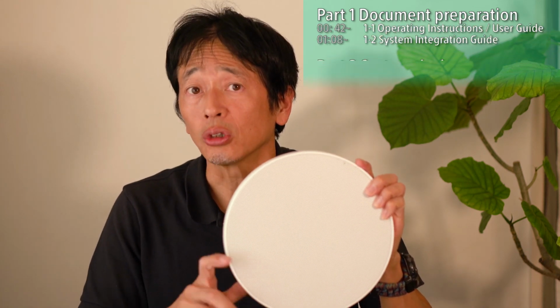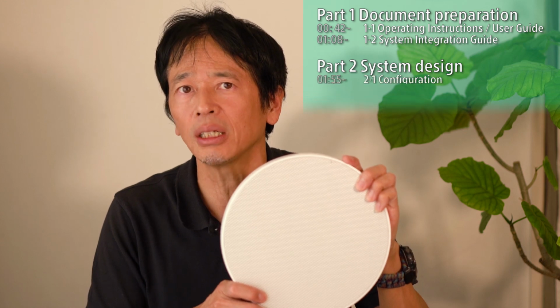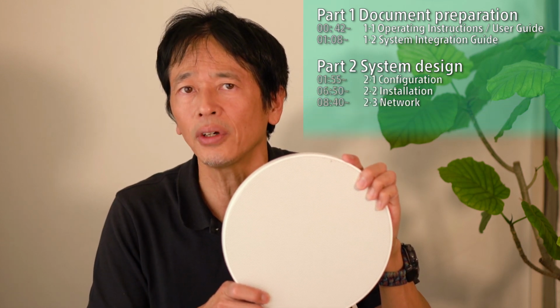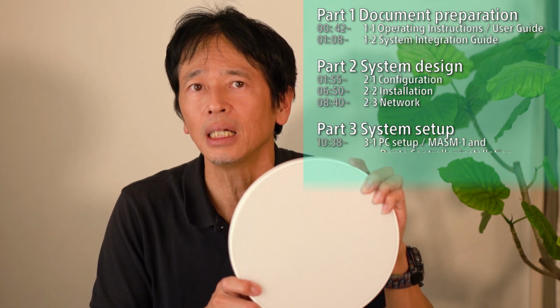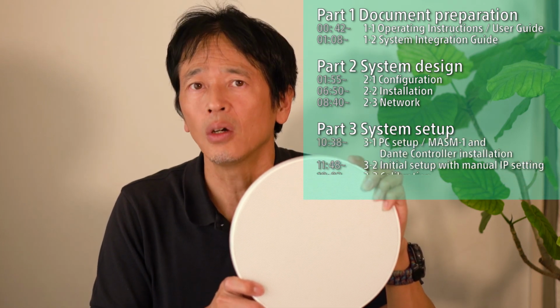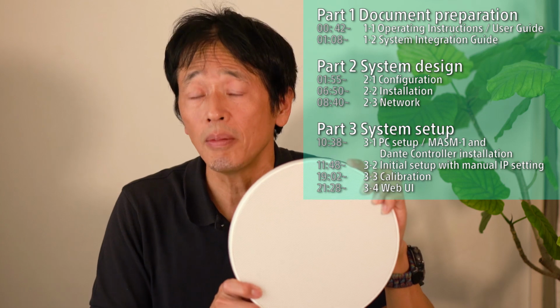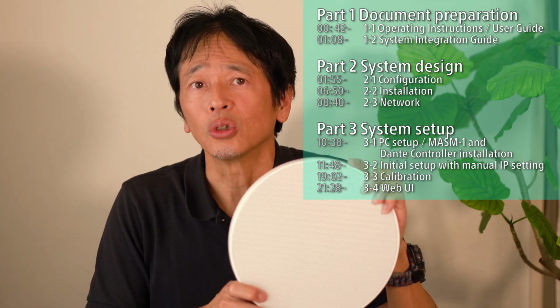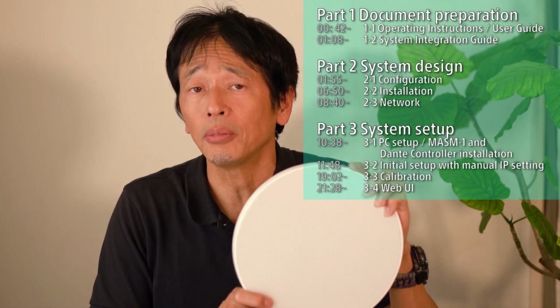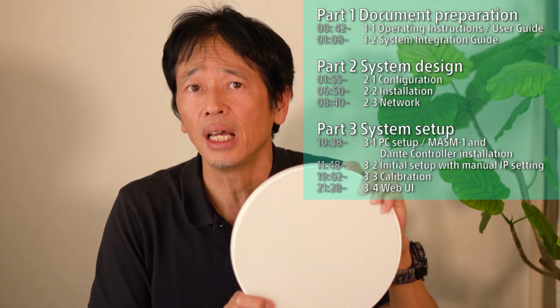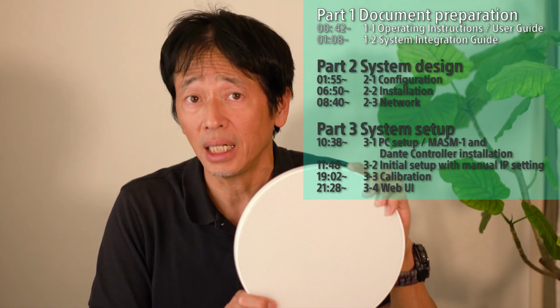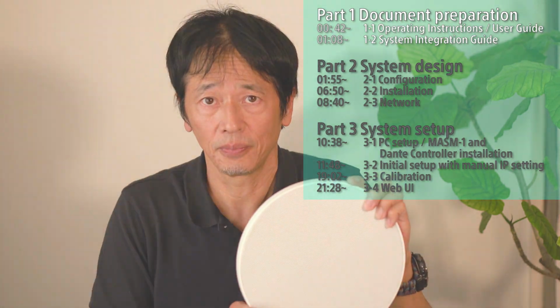Okay, this is the agenda. In part 1, I'm going to introduce two documents, the user guide and the system integration guide, comparing the differences. In part 2, you can learn the tips of system design, such as system configuration or Dante network design. In part 3, I will show you the procedure of system setup using the Dante Controller and the microphone management software MAS-A100. Okay, let's move on to part 1.